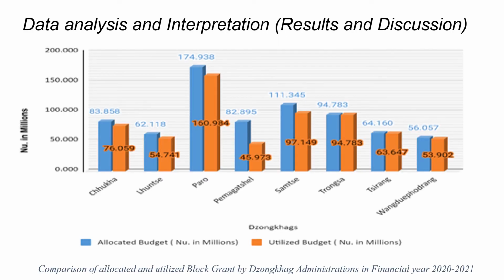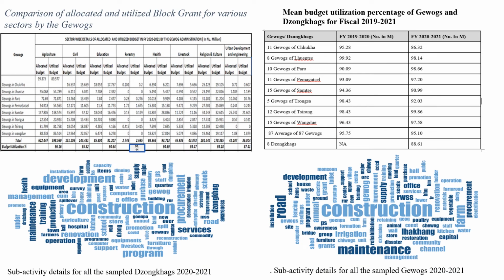The graph here presents the comparison of allocated and utilized block grant by Dzongkhak administration for the financial year 20 to 2021. From the graph, you can notice that the allocation and the utilization is very close, except for Pema Gasel Dzongkhak. The first table represents the comparison of allocated and utilized block grant for various sectors by the Gyeoks. And from this table, you can notice that agriculture sector receives the highest budget and also has the highest utilization, followed by religion and culture sector.